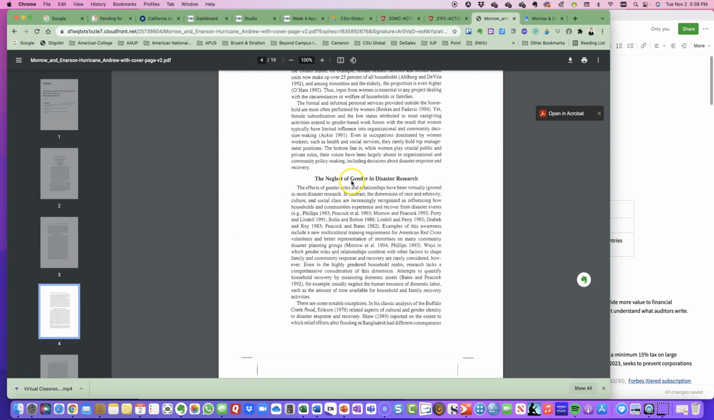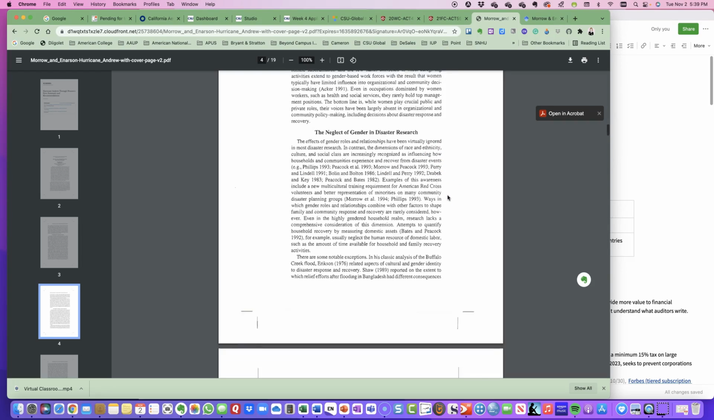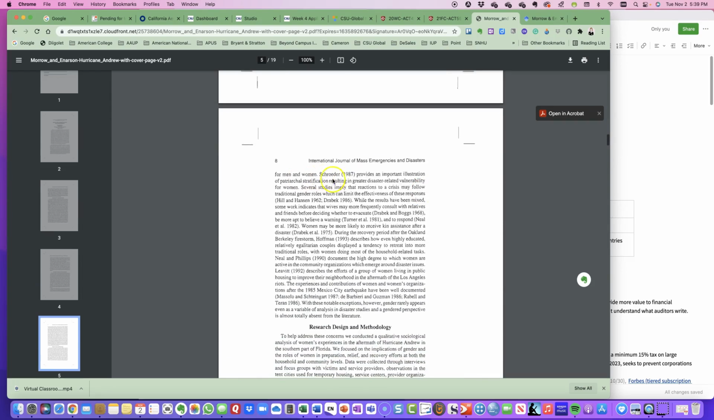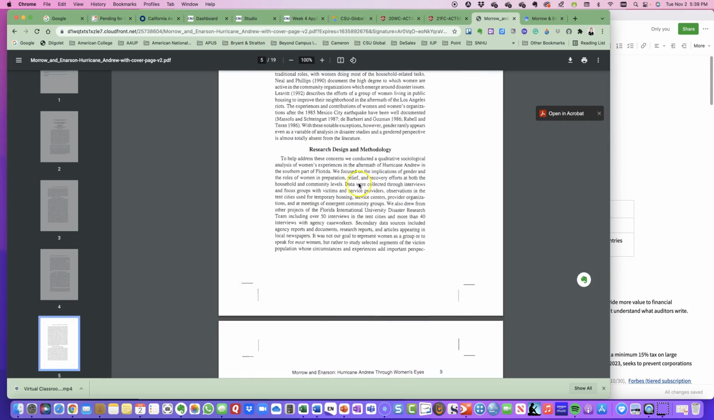And right here, what they're trying to do is show you their contribution of this article to the literature. So they are actually taking the effects of gender roles and relationships that have been ignored previously, and they're looking at that. And they're also looking at the dimensions of race and ethnicity and culture and social class. And so they give you some seminal works here, and then they tell you what they did. So this is their research design and methodology, and hopefully you'll see some similarities in this to some of our chapters.